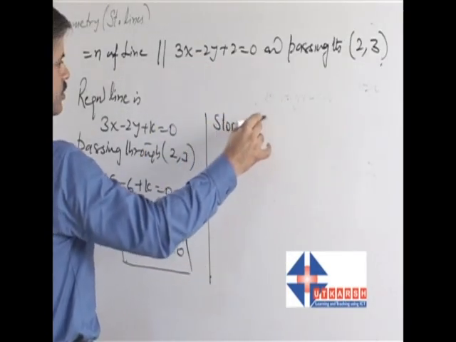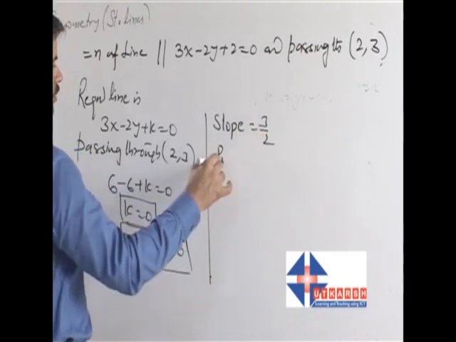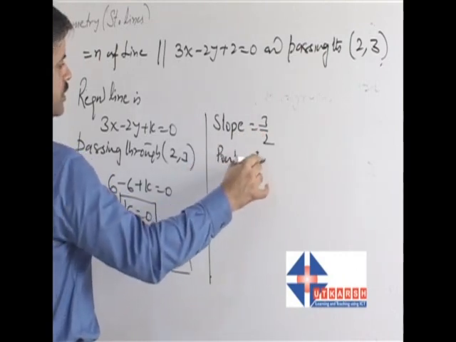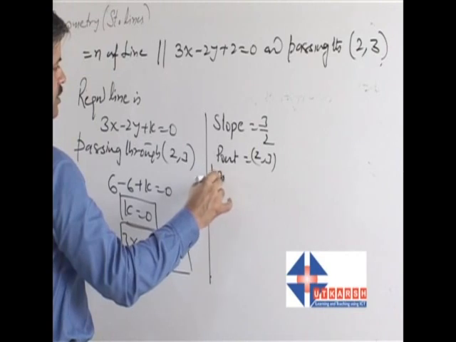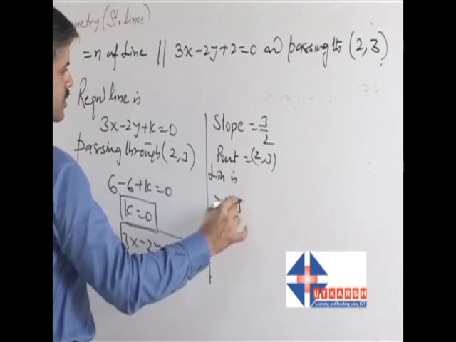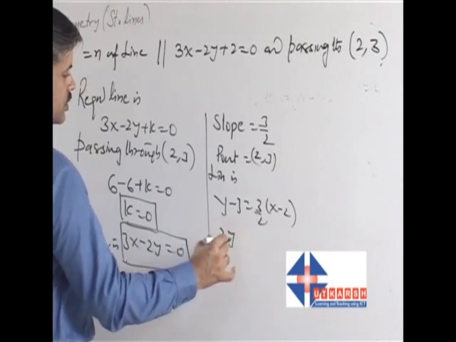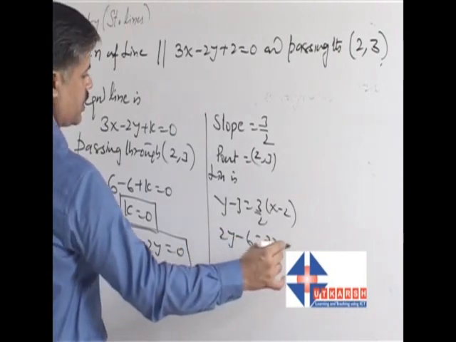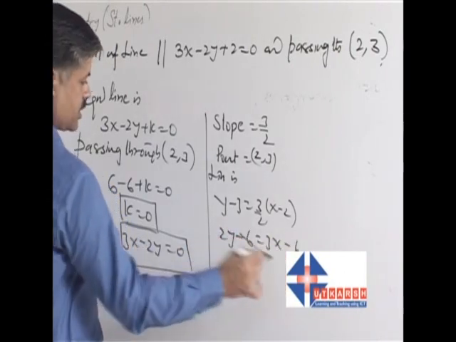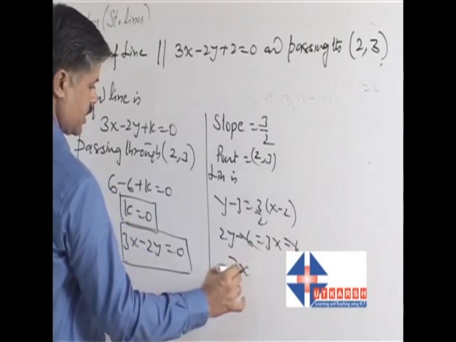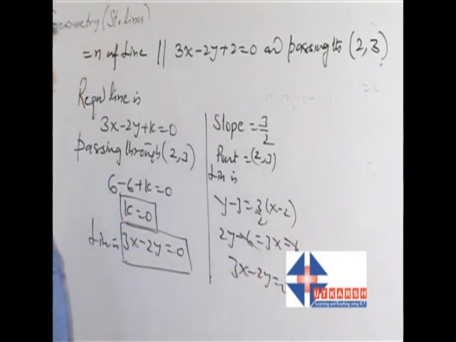Slope is equal to 3 by 2. Point आपके पास है 2, 3. So line is y minus 3 is equal to 3 by 2 into x minus 2. So this is 2y minus 6 is equal to 3x minus 6. Okay, 6 gets cancelled. So 3x minus 2y is equal to 0. Now it's your choice or your ability to solve the question, which method you adopt.